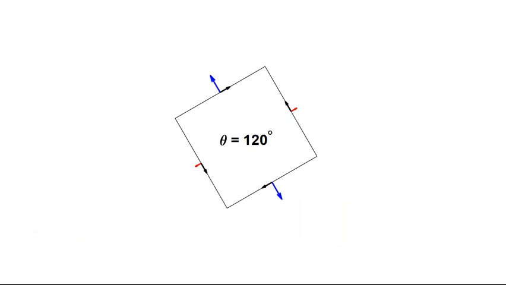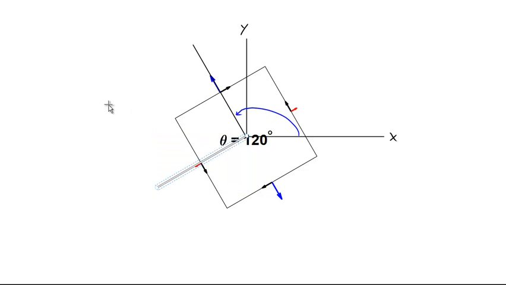Here's my differential element for 120 degrees. And if I superimpose coordinate axes, I've got my x-axis horizontal, my y-axis vertical, and the axes are rotated by 120 degrees. So my positive y prime axis should actually be down here, and now I've got my x prime axis here. My y prime axis also rotated counterclockwise 120 degrees. So here's my x prime and y prime axis.